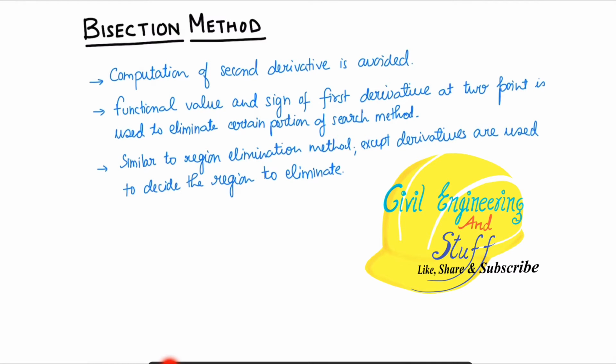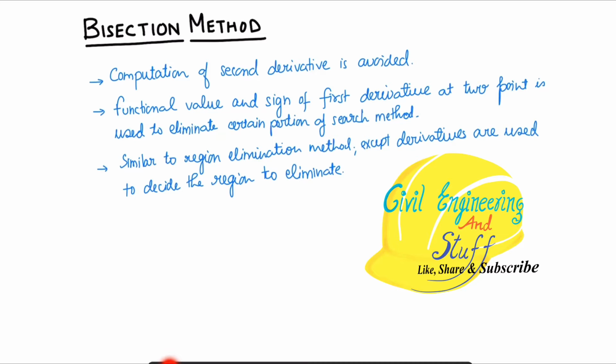Hello everyone. So the next method in your gradient based category is the bisection method. Before that we did the Newton-Raphson method. So in this we are going to study the bisection method.